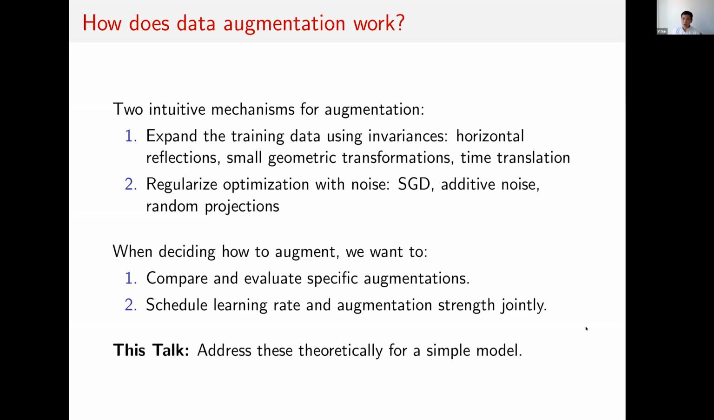So while these intuitions are pretty well established empirically, when we actually decide how to augment for a specific training problem, our task is a little bit different. What we want to do is to first compare different augmentations and evaluate them so we can choose which ones to use. And once we've chosen the specific augmentations we want to use, we want to schedule the learning rate and augmentation strength so that we can converge to a good optimum. So in this talk, I'll give a theoretical treatment of these questions in a very simple model.